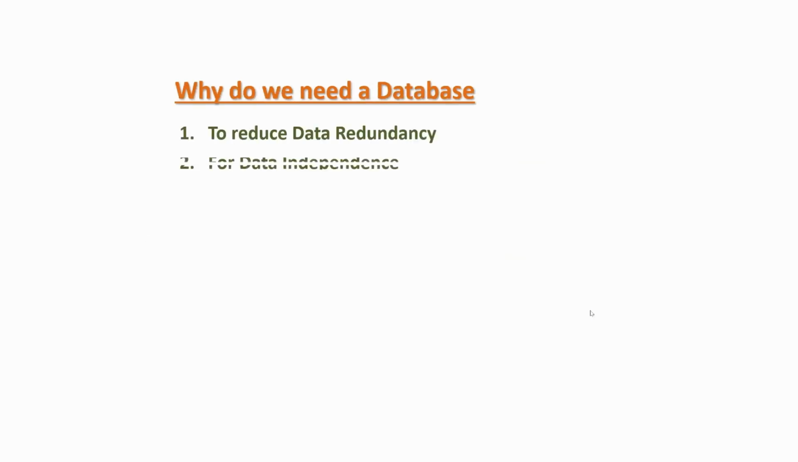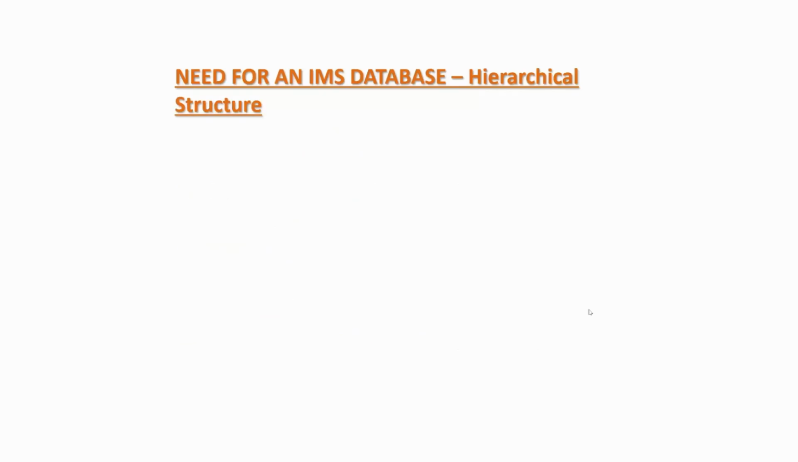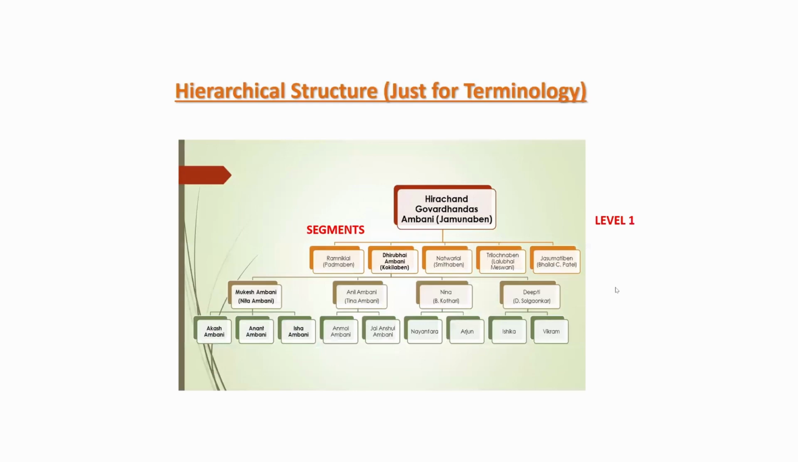approach, normalization. We saw advantages of a database to some extent, a need for an IMS DB because one patient can come as many times. Okay, zero to many, again zero to many, and all data can be in single database. Okay, and we saw some hierarchical structure. What are the different terminologies?